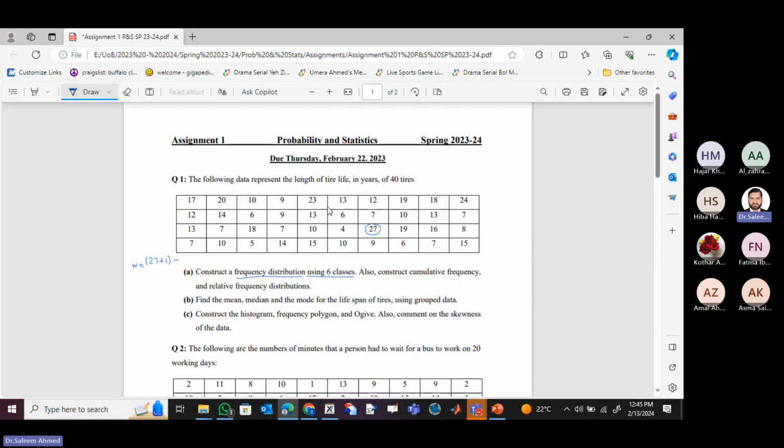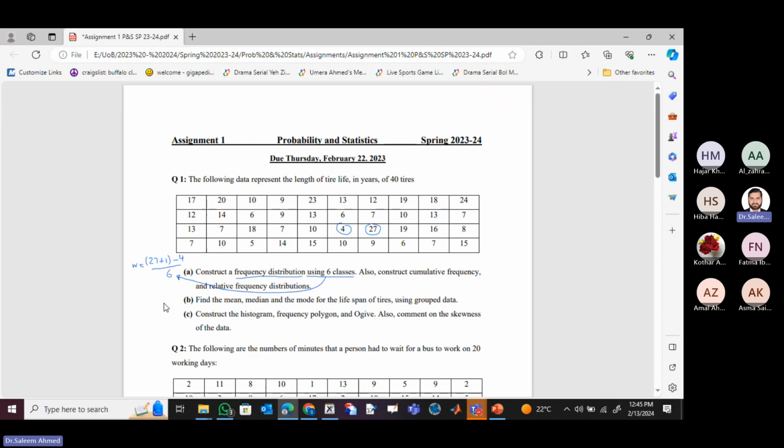The lowest one is 9, 7, 7, 6, 6, 4. So I think 4 is the lowest, right? Yes, 4 is the lowest. So this is 4, and divided by the number of classes, 6, right? The number of classes goes in the denominator, this 6. So the width of the class will become 28 minus 4, divided by 6, so it is 4.